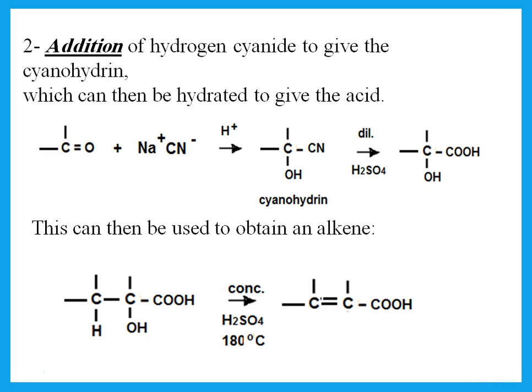I can also continue to react the product with concentrated sulfuric acid at high temperature, like 180 degrees Celsius, and I end up with the alkene that has an extra carbon from what I started with.